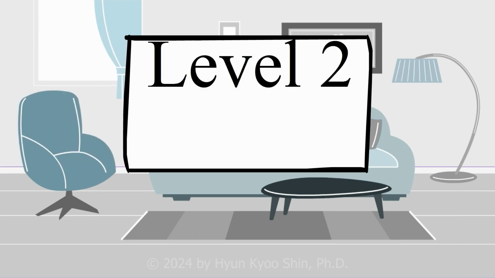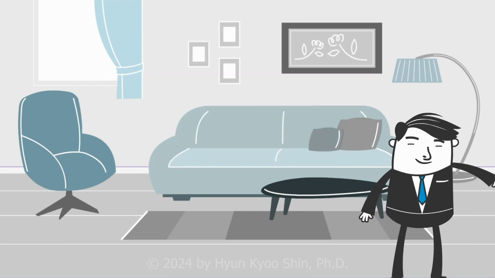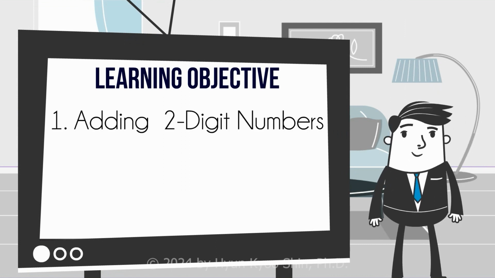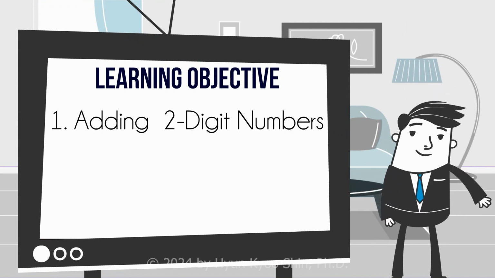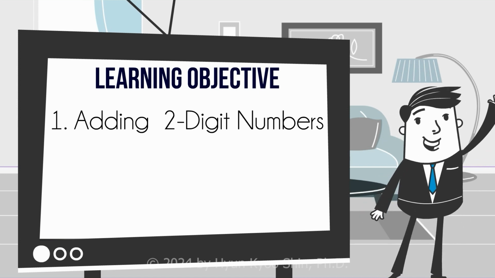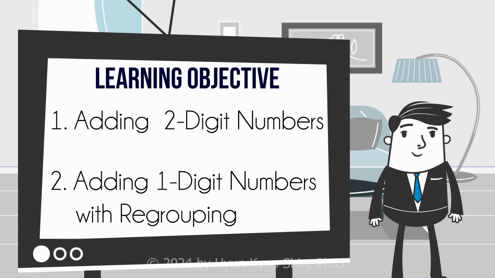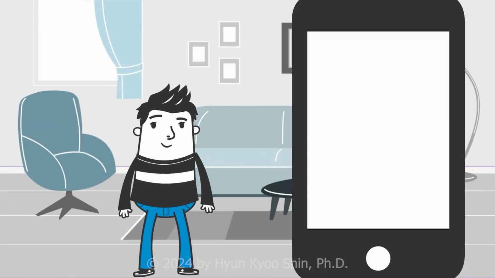Level 2, D. Today, we're going to learn about two concepts. First, adding two-digit numbers. Second, adding one-digit numbers with regrouping. First, I have some questions for you.